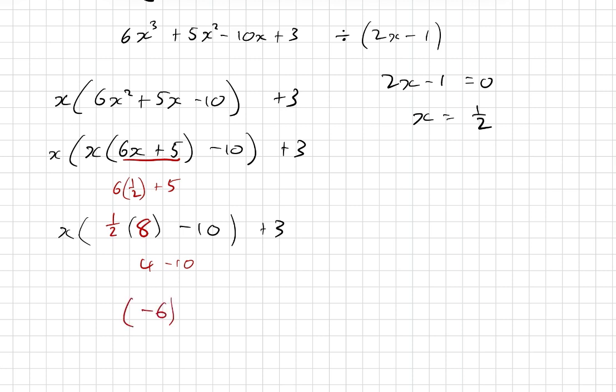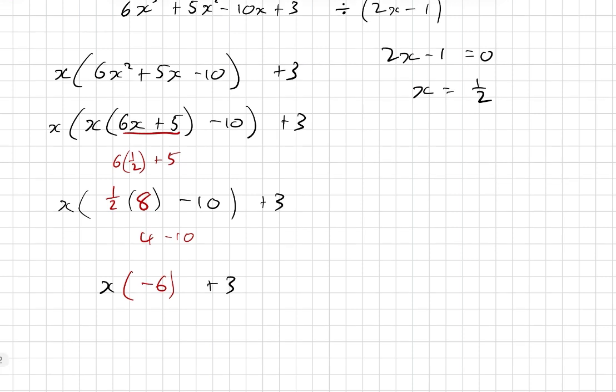And all that's left is the x at the start and the plus 3 at the end. So for the last time, if I substitute in a half for here, half times -6 is -3. -3 plus 3 is 0. So all of that is equal to 0, which means it is a factor. So that means if it's a factor, it means it divides in evenly.